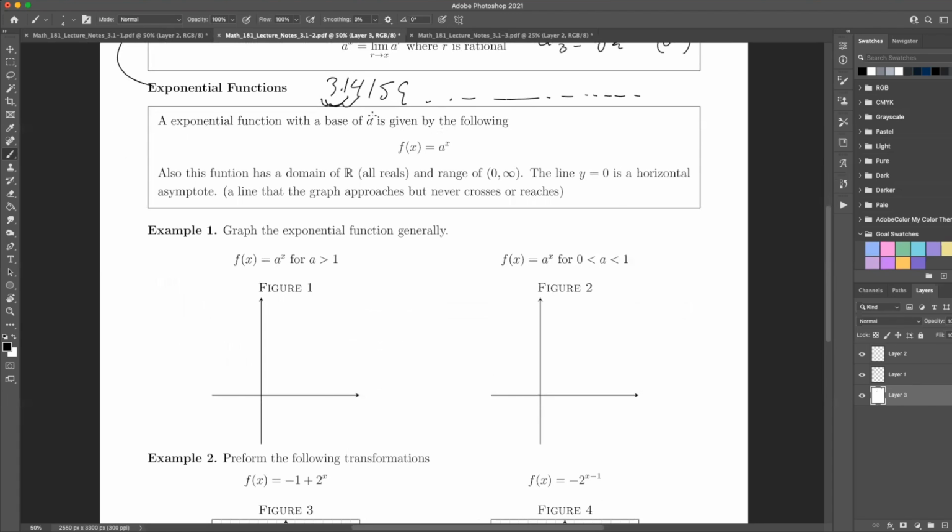All right, so here's an exponential function. An exponential function is where we take a and we let x be the exponent, right? It has the domain of all reals and the range from 0 to infinity. And we'll let this line be a horizontal asymptote, which once again is where a graph approaches but never crosses. So if a is greater than 1, our graph will vaguely look like this.